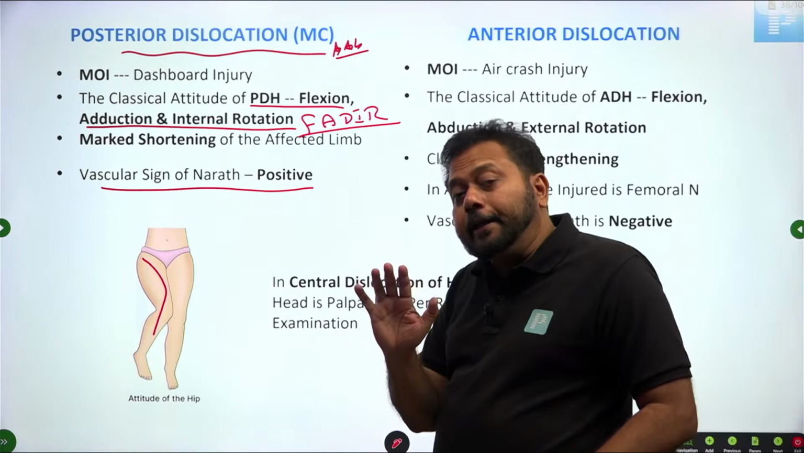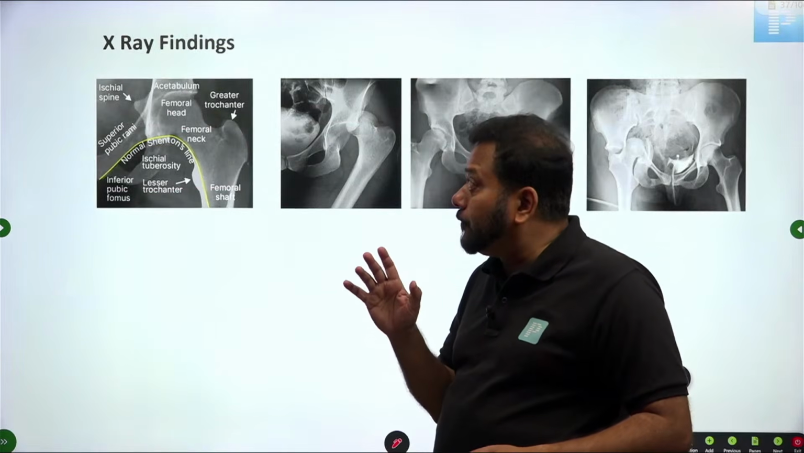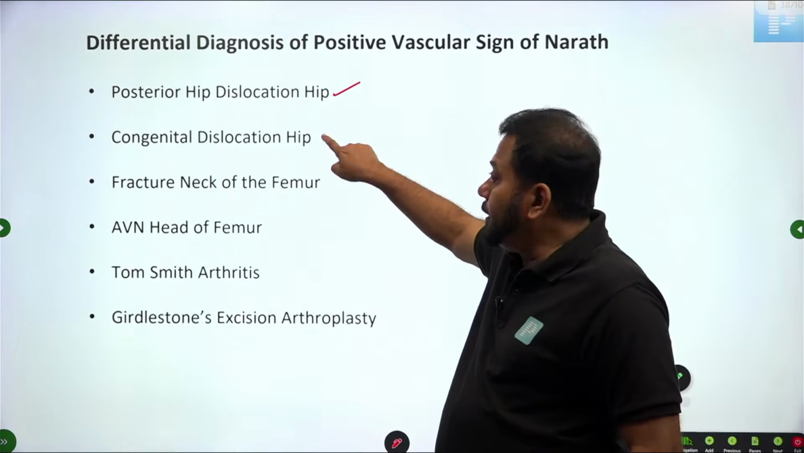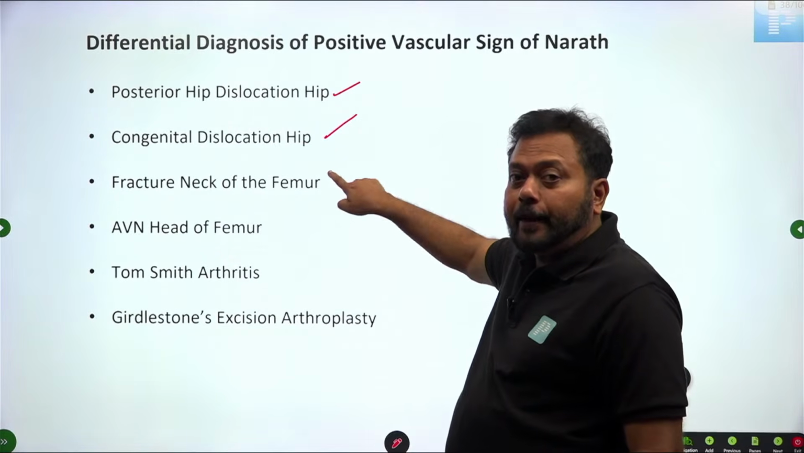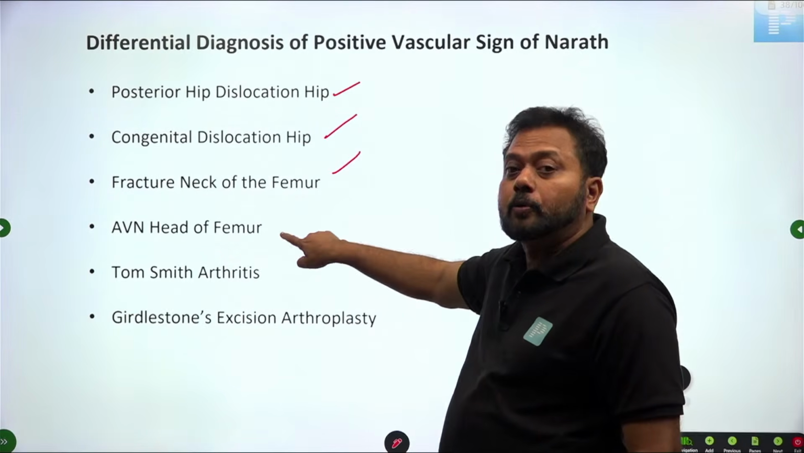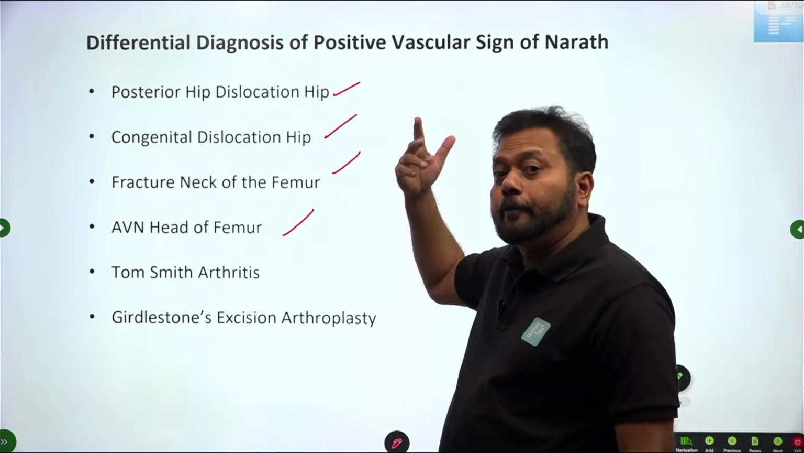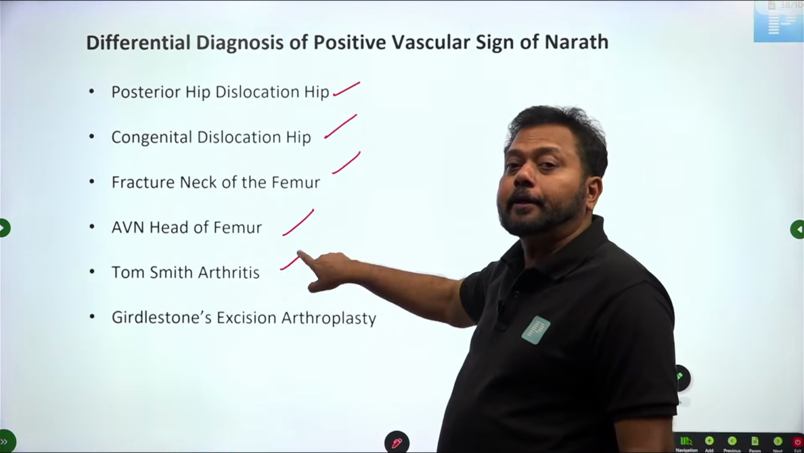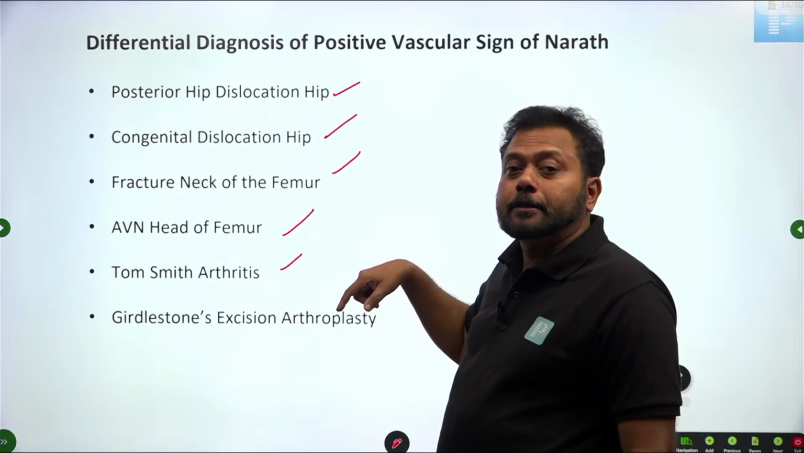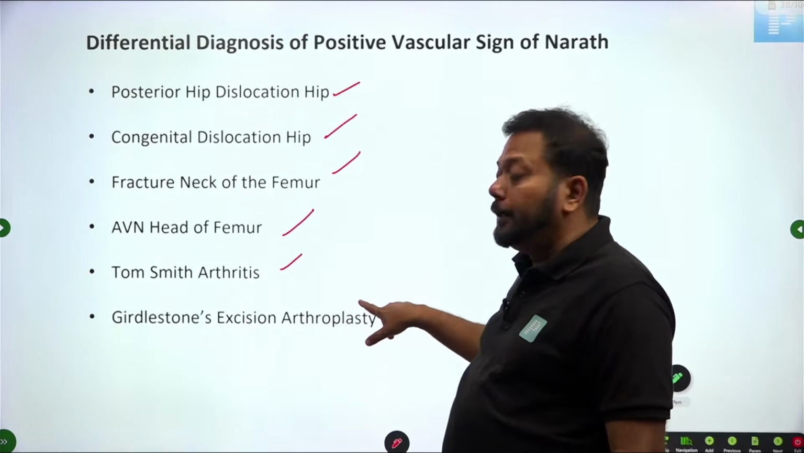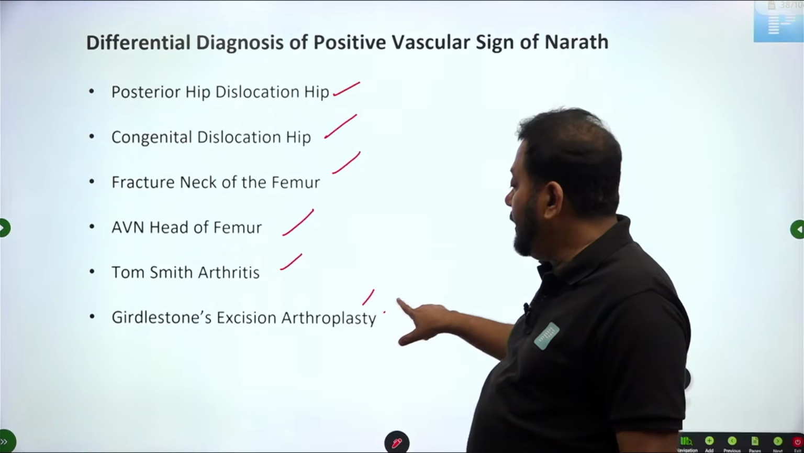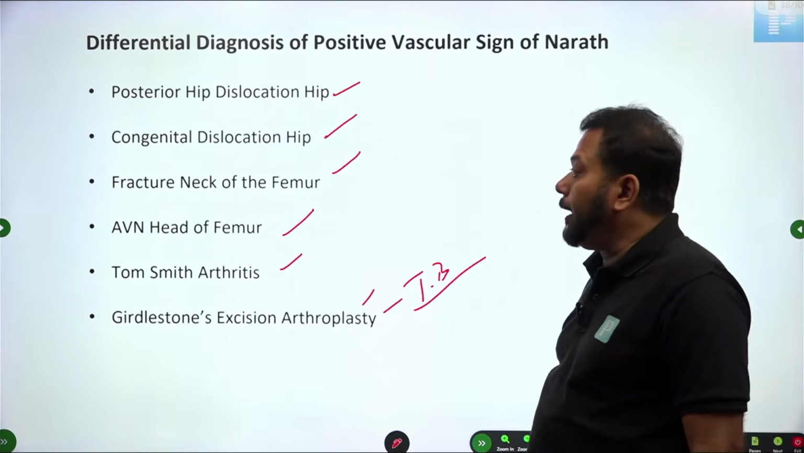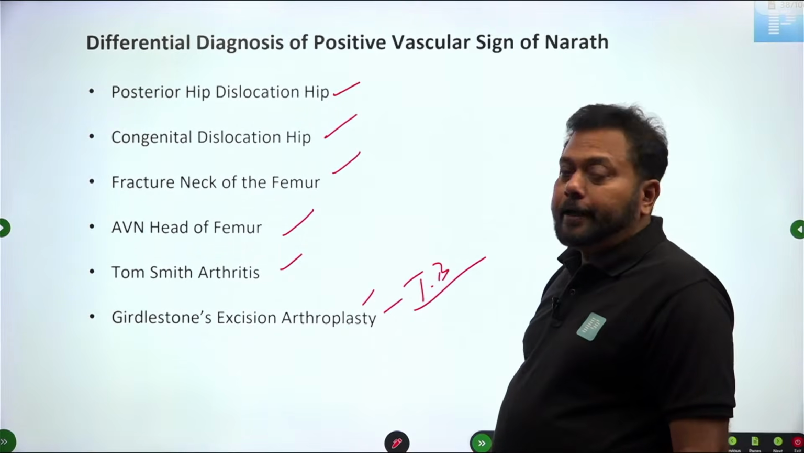What are all the conditions that cause a positive vascular sign of Narath? These are the differential diagnoses: posterior dislocation hip, congenital dislocation hip in a child, fracture neck of femur, avascular necrosis of the head of the femur, where the head is absorbed, Tom Smith's arthritis, that is septic arthritis of the hip in a child, and Girdlestone excision arthroplasty, which is done for tuberculosis. So these are the DDs.